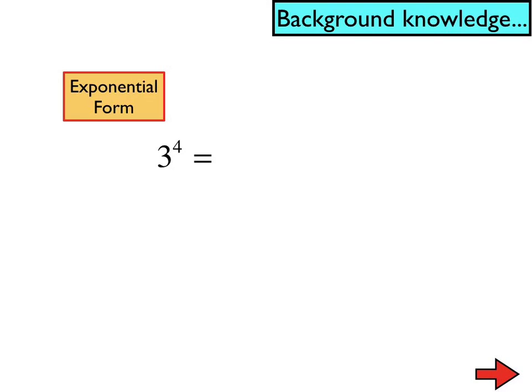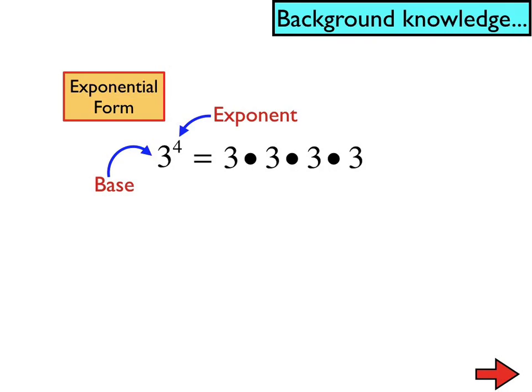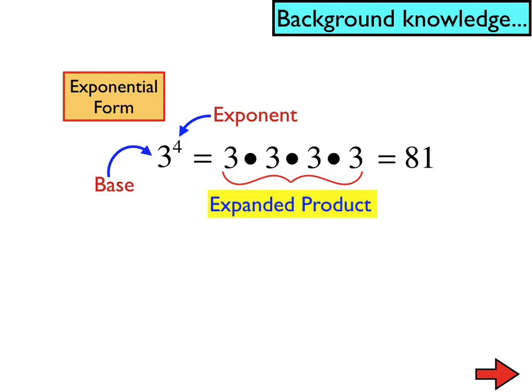What is the big number called? Base. Good. What is the small number called? So this is 3 to the 4th power. What is this called? Expanded product or extended product or expanded form. What about if I ask you to multiply it? What do you see in the directions?